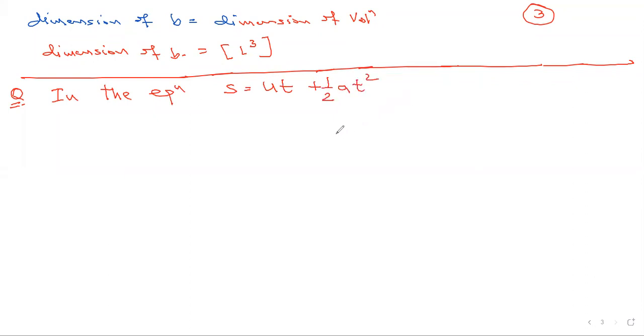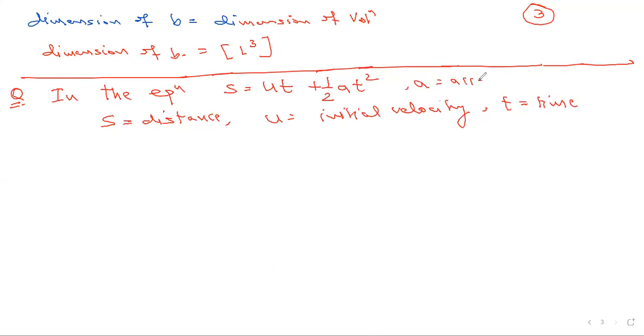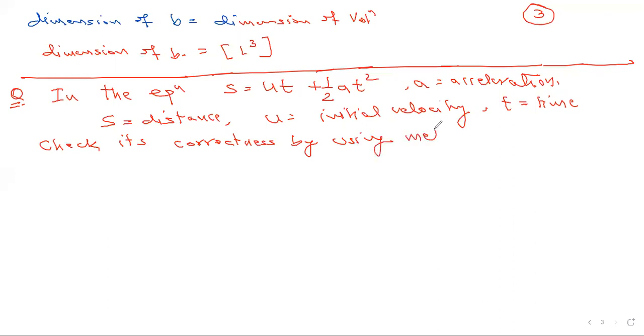In the equation S equal to UT plus half AT square, S is the distance, U is the initial velocity, T is the time, A is acceleration. Check its correctness by using the method of dimensions.